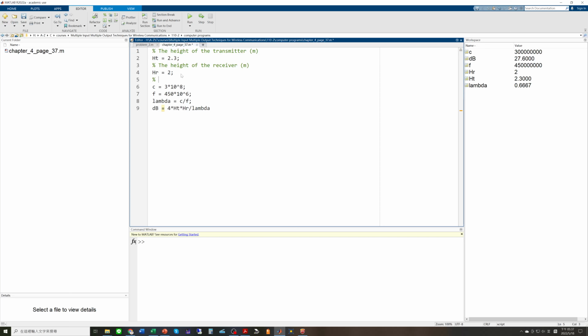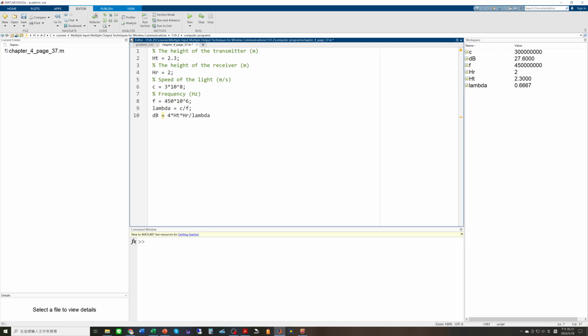And C is the speed of light, the unit is meters per second. C is equal to 3 times 10 to the power of 8 meters per second. And this is the frequency, in hertz.